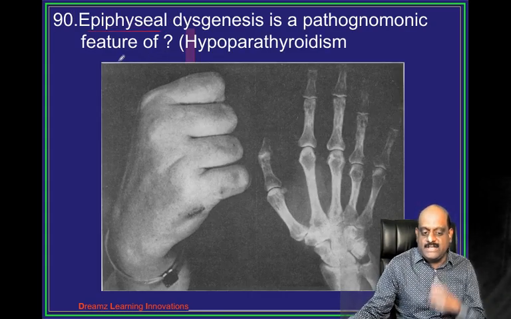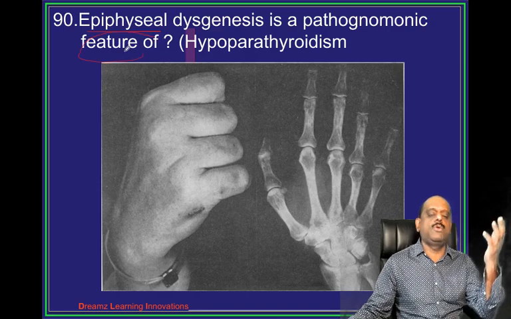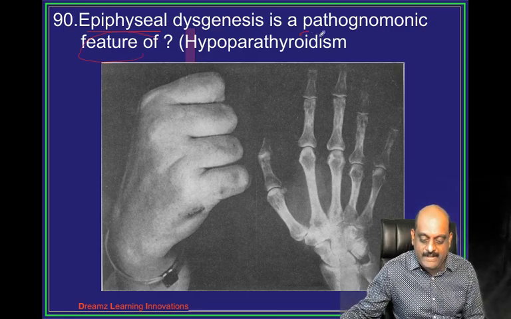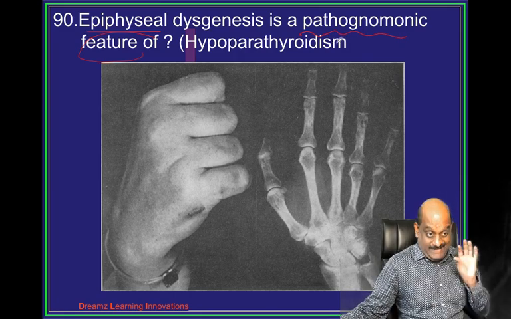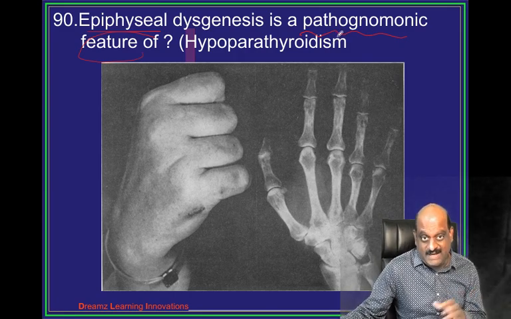Epiphyseal dysgenesis is a pathognomonic feature of what? Pathognomonic, most common, investigation of choice, earliest finding, first investigation to be done.